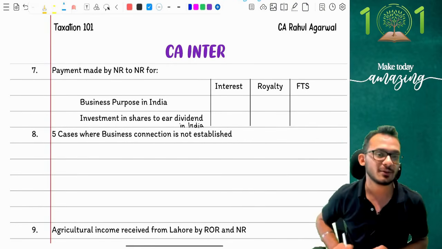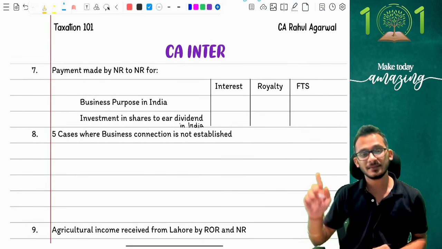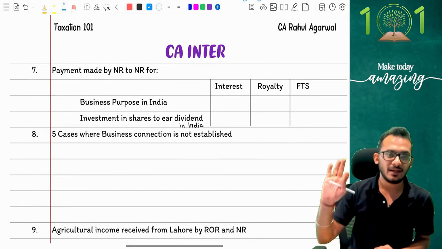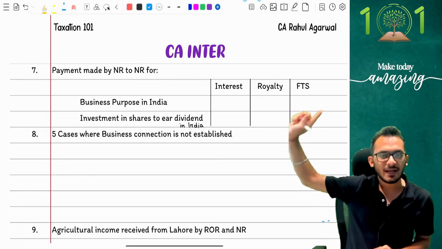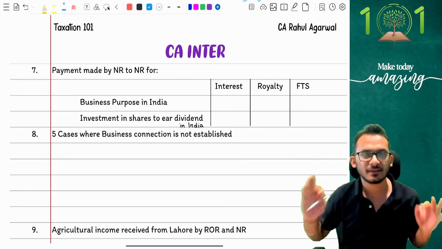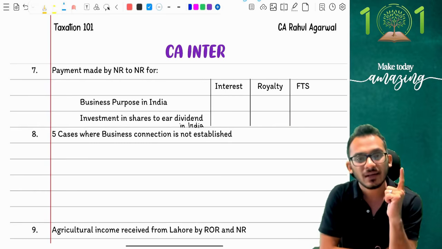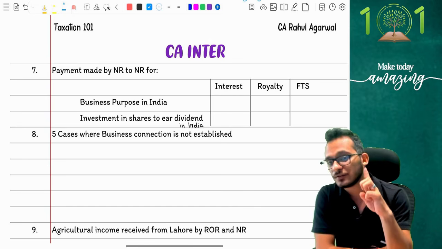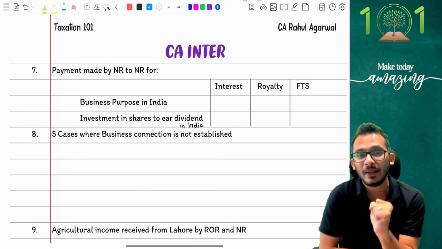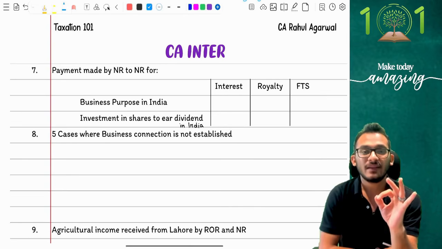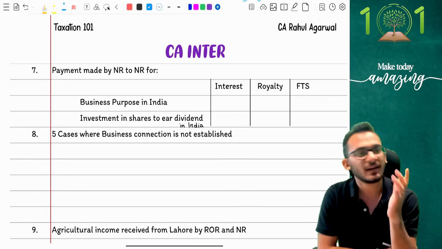I'm at question number 7. Question number 7 says, when a payment is made by NR to NR, will you tax interest, royalty and FTS? That's the question. Now, if you understand residential status a little bit, when it comes to 3 payments, passive incomes of interest, royalty and FTS, payments are only taxable in India when they are used for business reasons in India or other reasons in India.